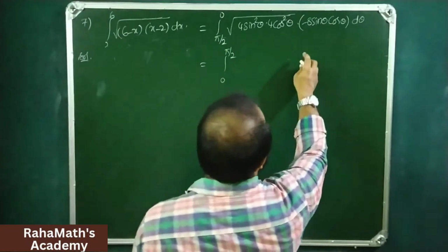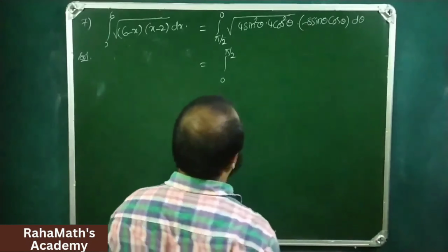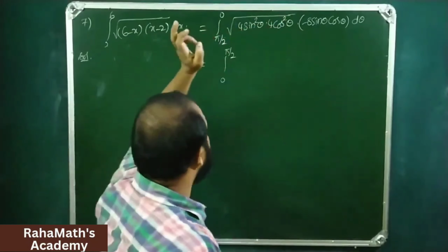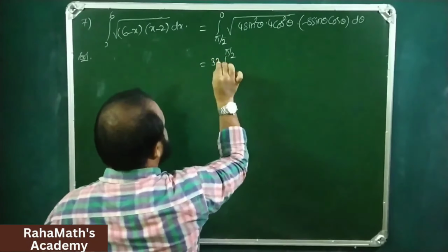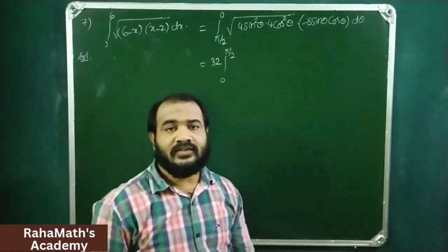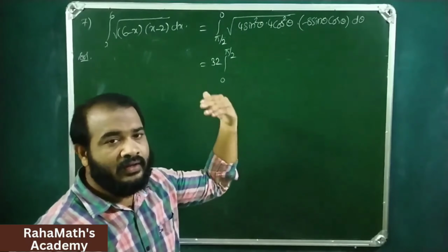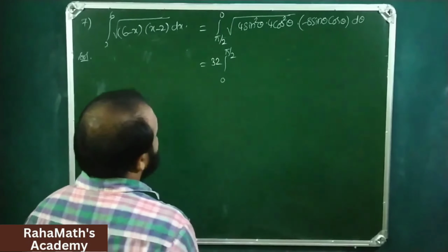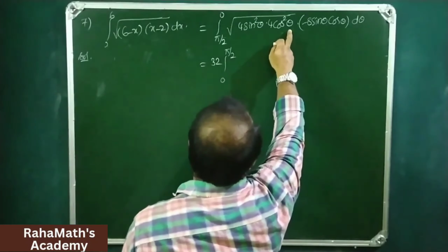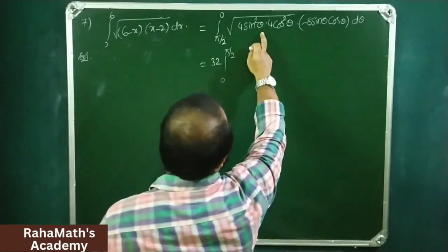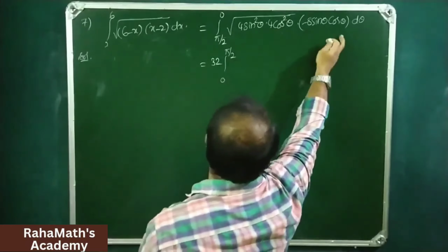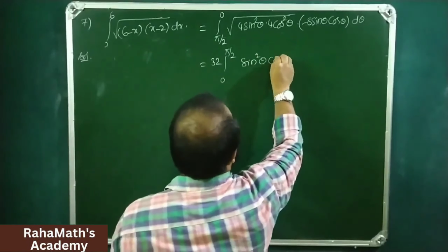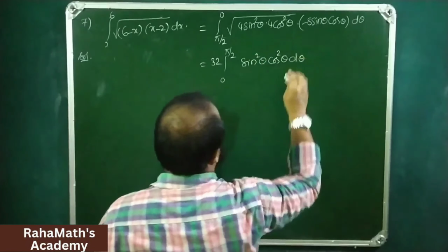This is 8 sin theta cos theta, so the minus is no more there. Okay. So 4 into 4, under root 16, that is 4. 4 eights are 32. Since these are constants, we are separating them from the process of integration. So here sin square theta, cos square theta, the square root gets cancelled, giving sin theta cos theta. This is sin square theta into cos square theta d theta.